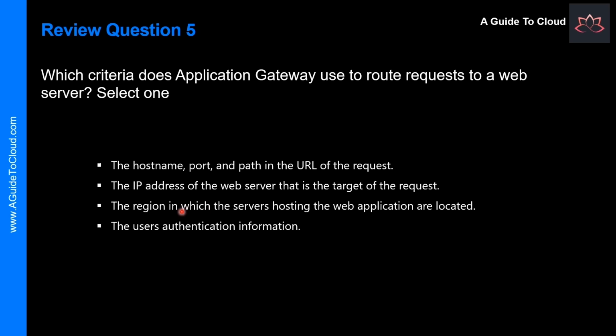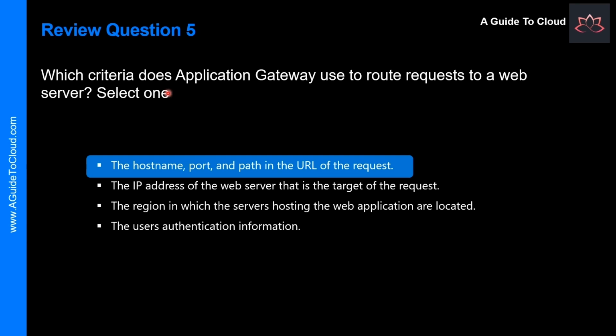No, that is traffic manager. Is it the IP address of the web server? That is the target of the request. No, that is a different routing method altogether. So the correct answer is the host name, port, and path in the URL of the request. Azure Application Gateway uses the host name, port, and the path in the URL of the request.